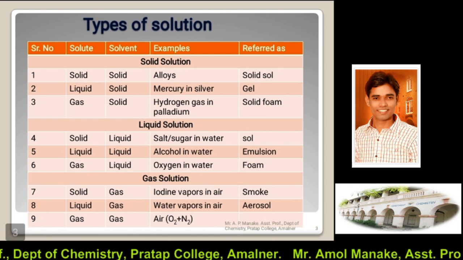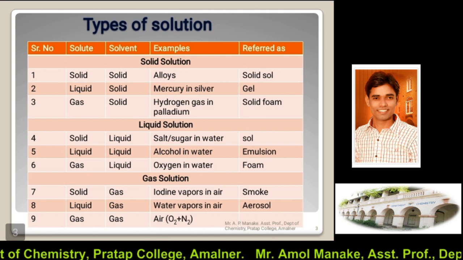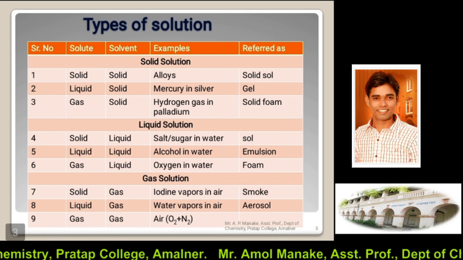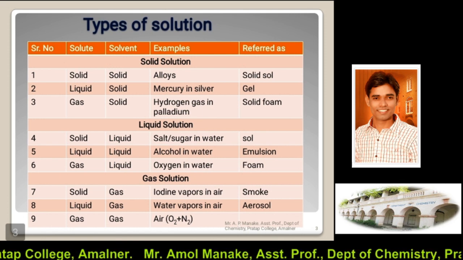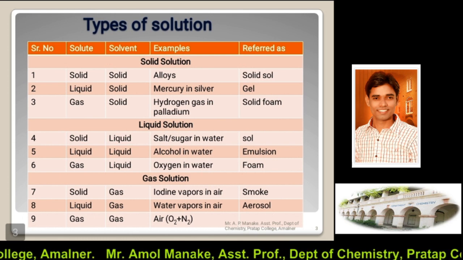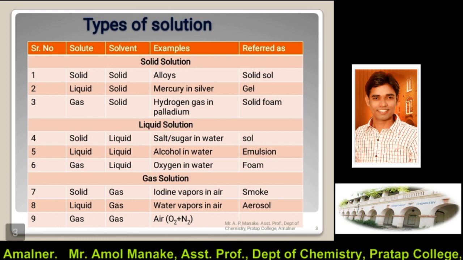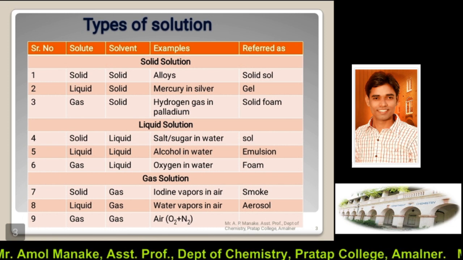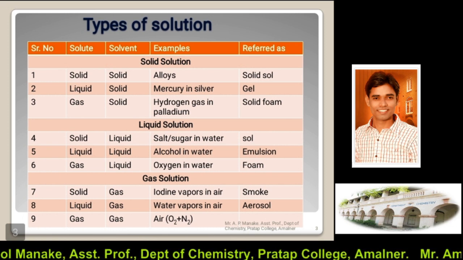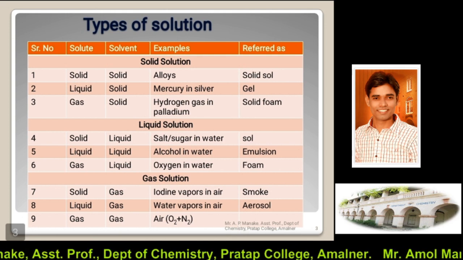Next, the third type is gas in solid. How is it possible? Gas is dissolved in the solid. Let us take the example. For example, hydrogen gas in palladium. Hydrogen gas is deposited on the palladium surface. These are the 3 types of solid solutions.